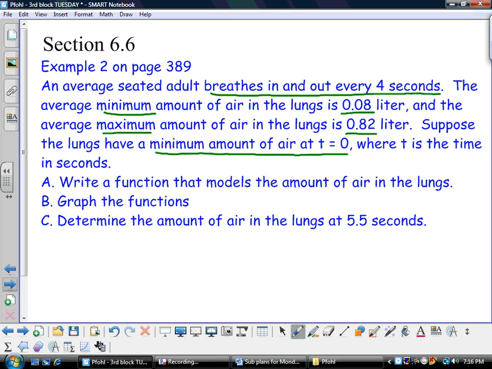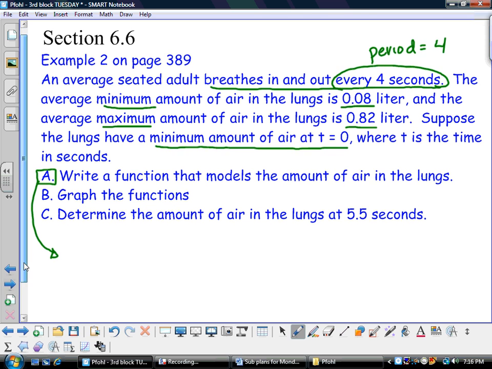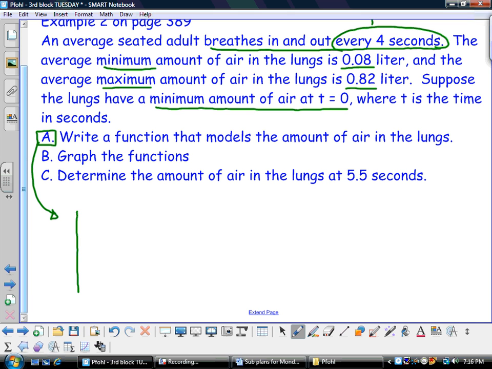We're supposed to write a function that models this situation, so we need to figure out what the information they're telling us means. A seated adult breathes in and out every 4 seconds. Is that going to be the amplitude, period, vertical shift, or phase shift? That's going to represent the period. So the period of this graph is 4. Average minimum is 0.08 and average maximum is 0.82. I'm going to take a minute and mark those on a graph. We're going to need to graph the function eventually, so let's just get a head start.